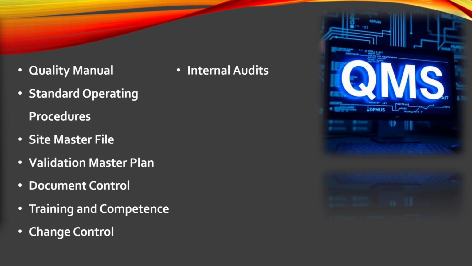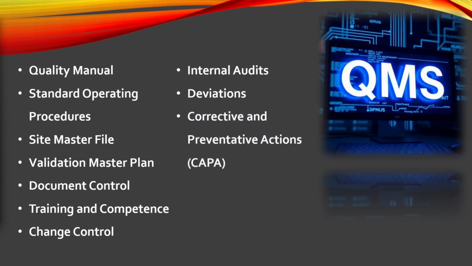Internal audits are key to the constant evaluation of the QMS for compliance and improvement opportunities. Deviations are any departure from an approved procedure or expected outcome that can impact product quality, safety, or compliance. Corrective and preventive actions, or CAPA, address deviations and prevent recurrence. Quality Risk Assessment assesses and controls risks to product quality. Quality Control, or QC, tests and inspects products to meet predefined quality criteria.